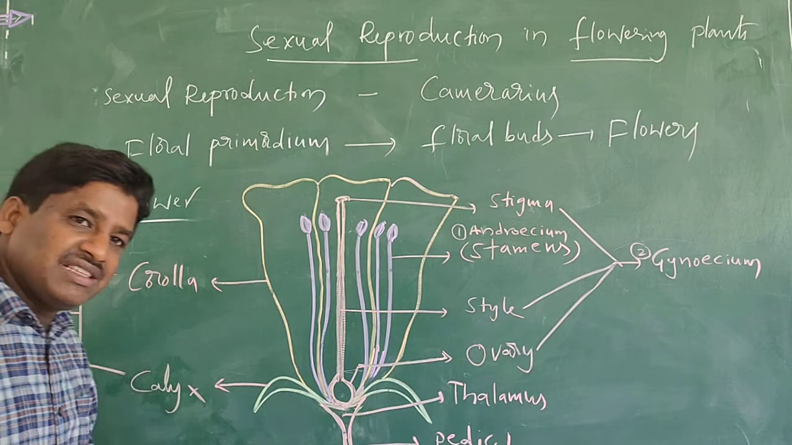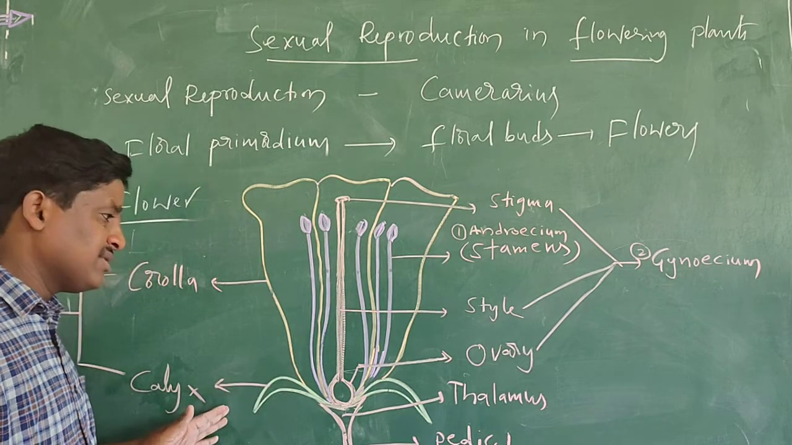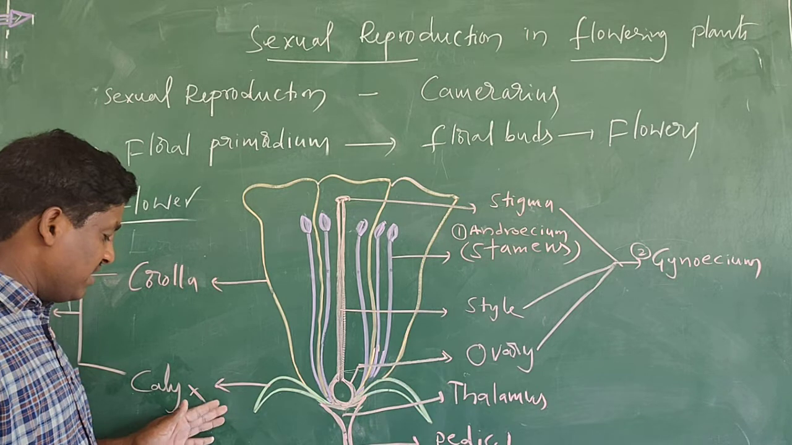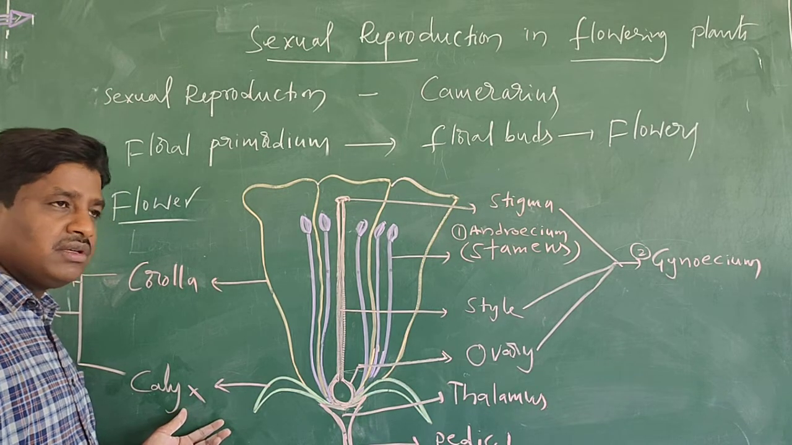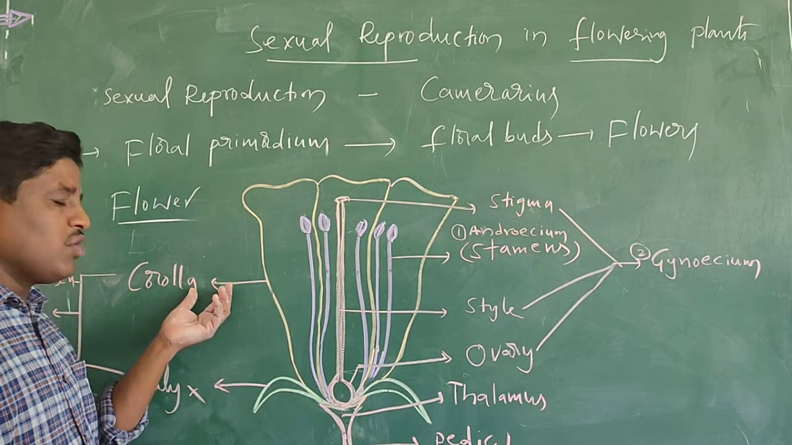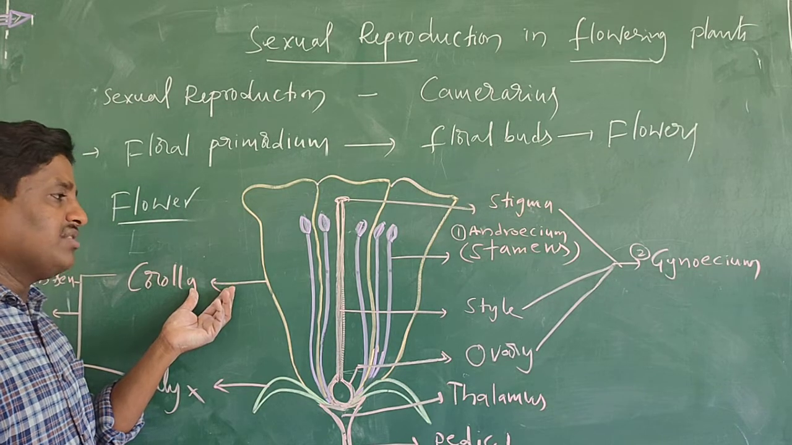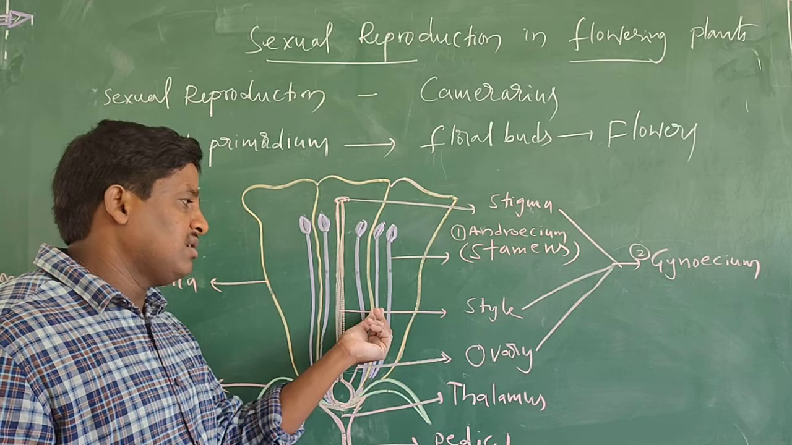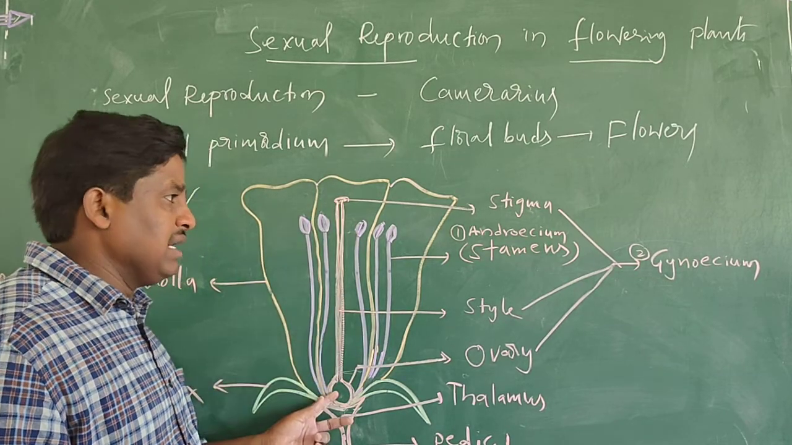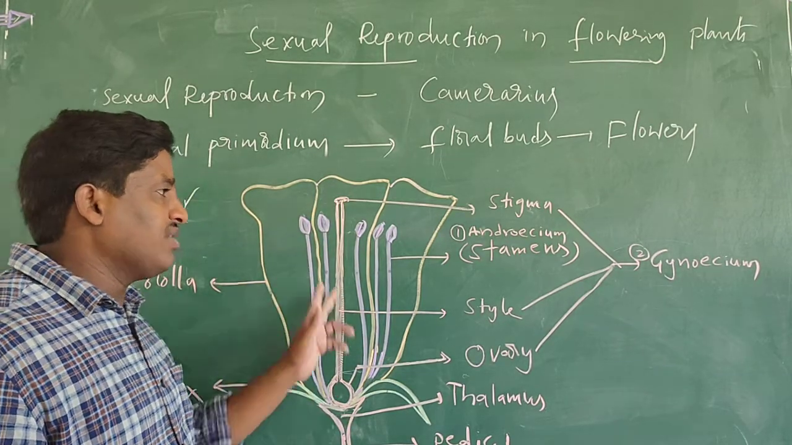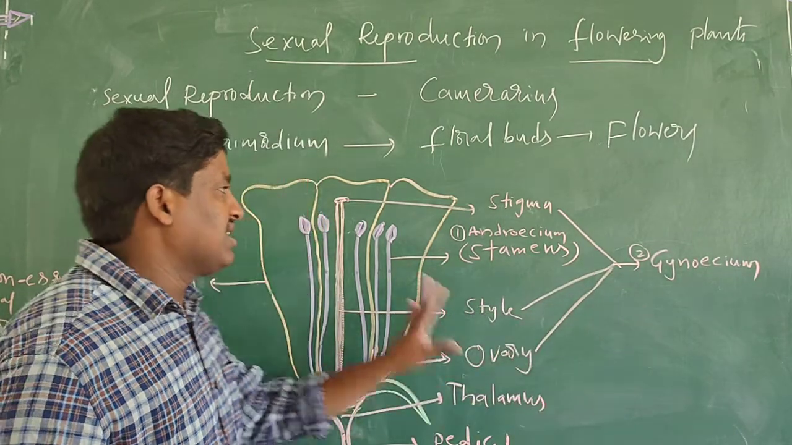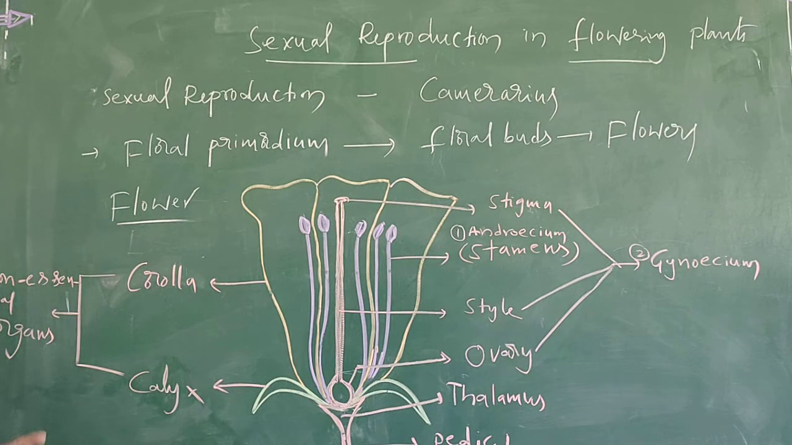So they have four circles. The outer circle is the calyx. That means the first circle of the flower is the calyx. The second circle of the flower we call the corolla, and the third circle is called the androecium, that means the production of stamens. The fourth circle of the flower, the innermost part, we call the gynoecium. So these are the main parts of the flower.